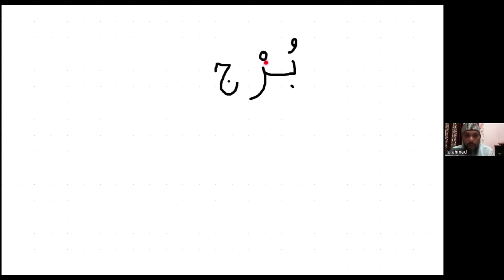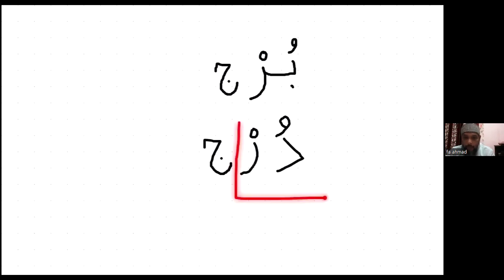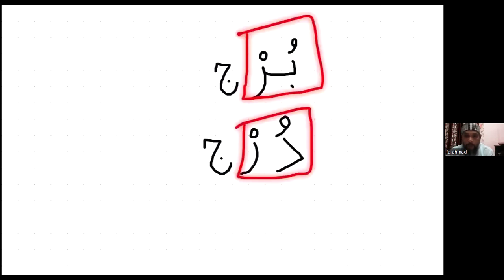Let's see another example. One more word like this: dal. Dal dhamma, ra sakin, and jim. So dal dhamma, ra sakin: dur, and jim: durj. So dal dhamma, ra sakin, durj, and ba dhamma, ra sakin, burj. So burj and durj.